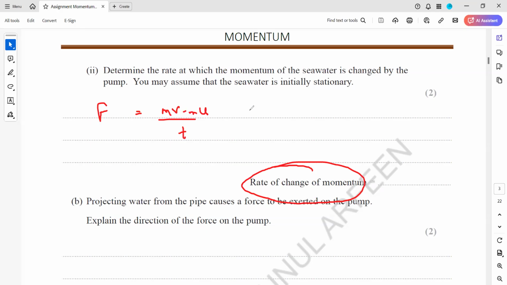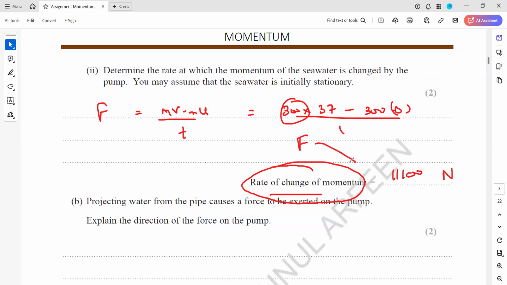Or you can also use this formula. m is the mass of water which is coming out, 300. And what speed was it coming out? We worked out 37. What was the initial speed? The initial speed is 0. And what was the time? Because every second, how much water was coming out? 300 kilograms. So the time was actually 1 second. So 300 into 37. And what will I write as the unit? I will write the unit as Newton. So it will be 11,100 Newton. So 11,100 Newton will be the rate of change in momentum, or you can also say the force.